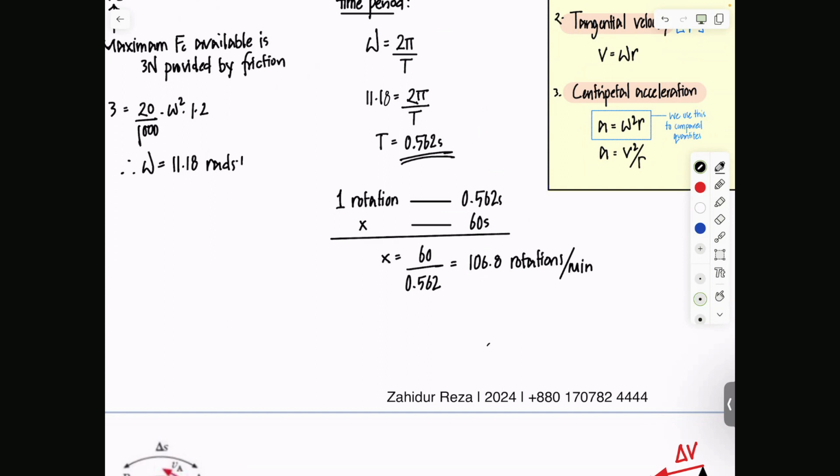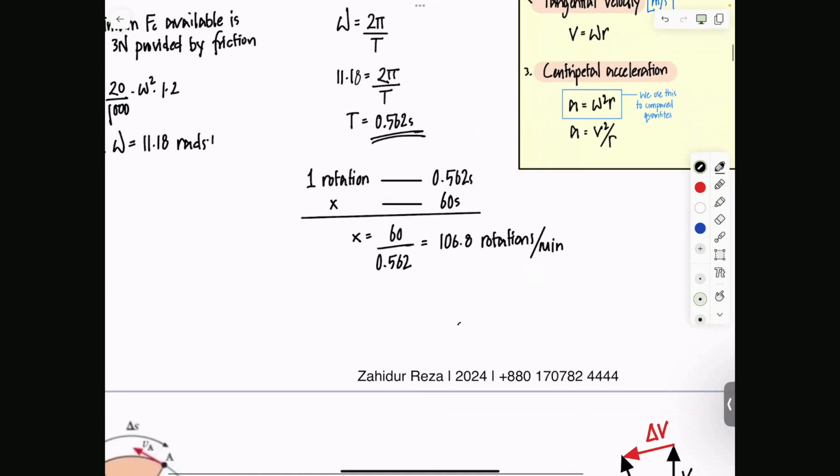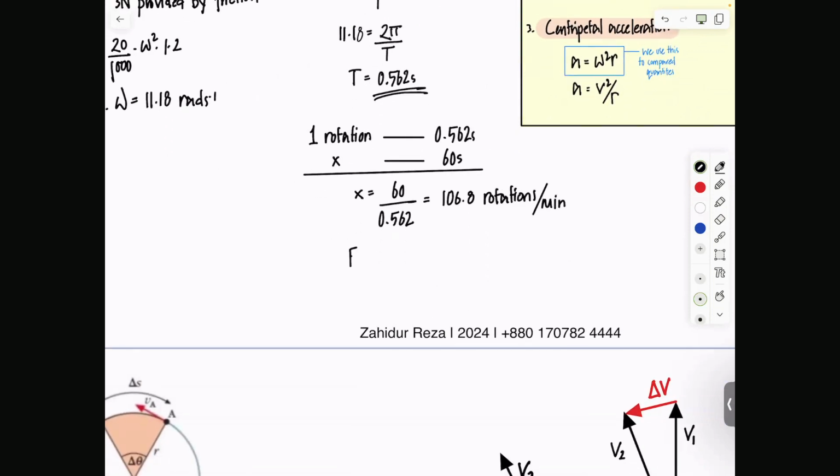However, there are questions where they'll ask how many complete rotations are taken. In that case, do you think the answer is going to be 107 or 106? Yes, it'll be 106. Why? Because at 107, isn't the spider already fallen off earlier? That means it didn't complete that rotation, so you have to go to the lower number. So for complete rotations, we need 106.